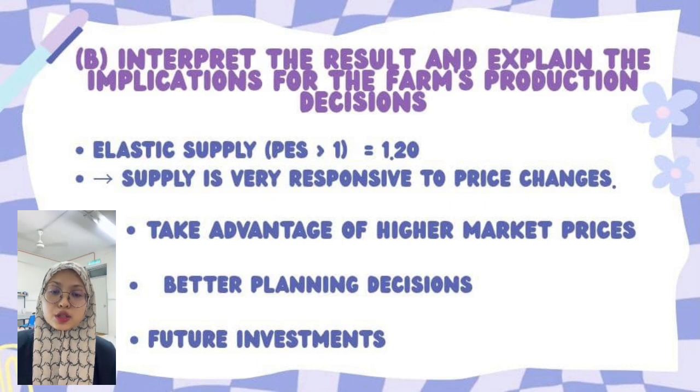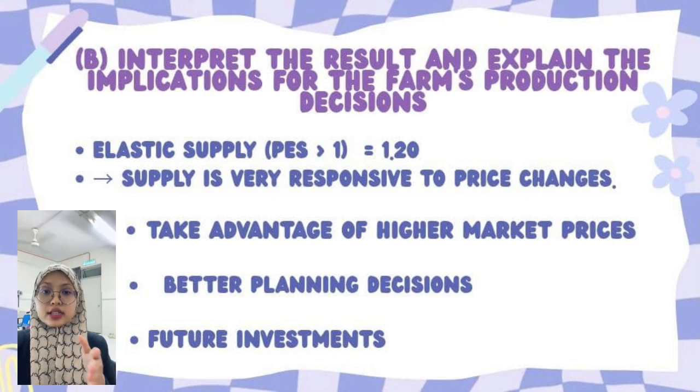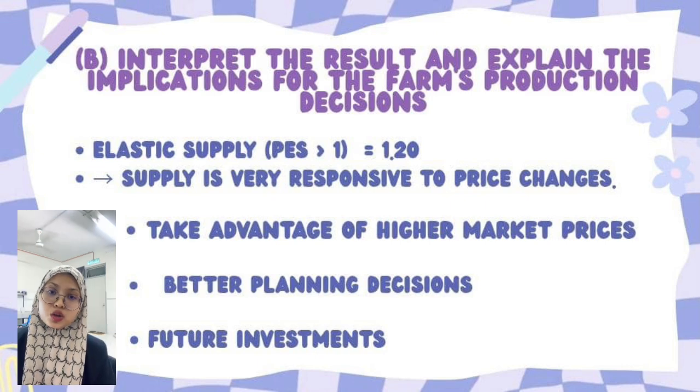The price increased from RM45 to RM60 per kilogram. The farm was able to increase its supply from 5,000 kg to 7,000 kg. This shows that the farm has the capability and flexibility to expand production when prices are more attractive, through better technology, labor and land use.